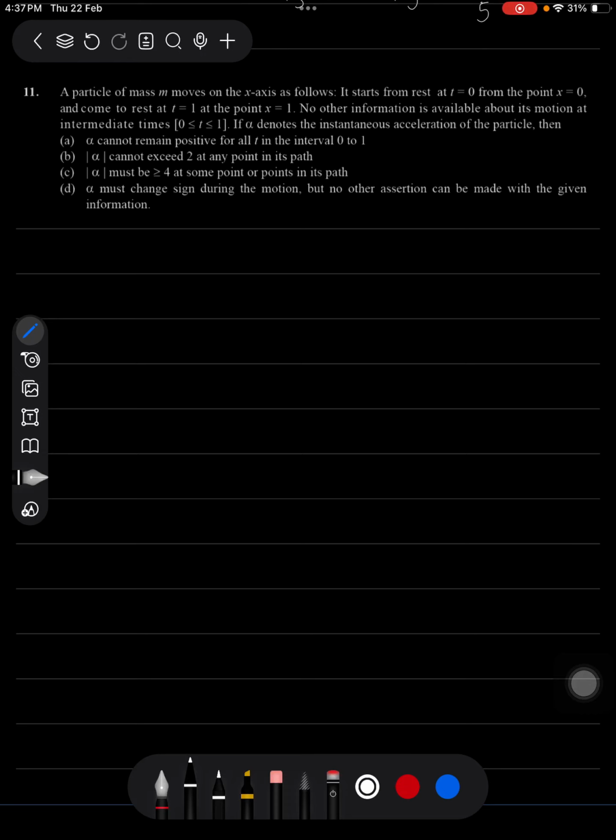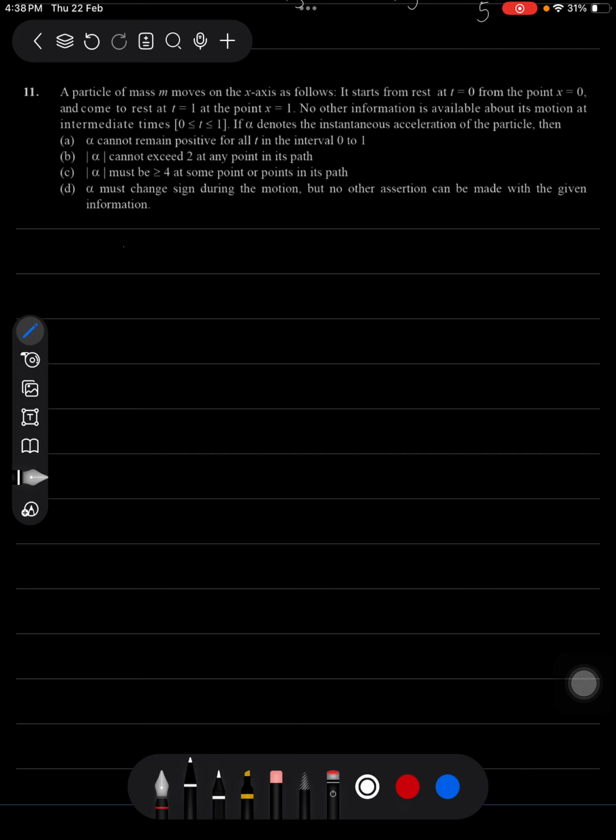Question number 11 from motion in a straight line DPP. It states that a particle of mass m moves along the x-axis as follows. It starts from rest at t equal to 0 at x equal to 0 and comes to rest again at x equal to 1, t equal to 1. No other information is available about what happens in the intermediate time from 0 to 1. Alpha denotes the instantaneous acceleration of the particle.